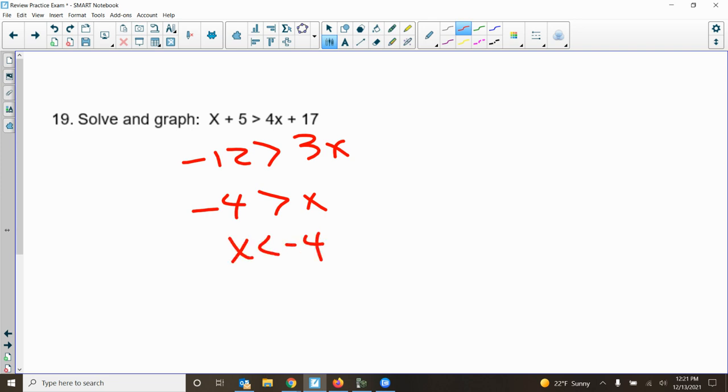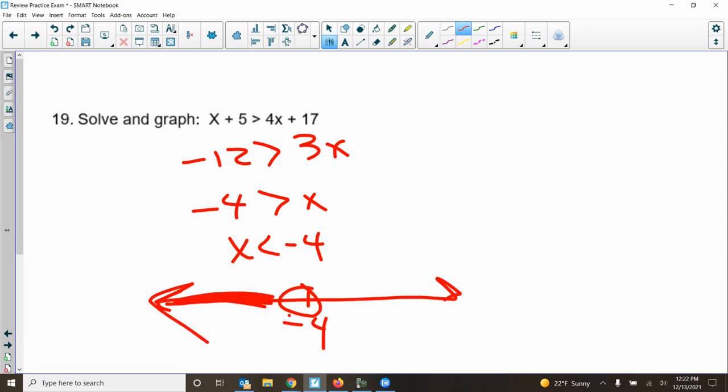X is less than -4. And if you wanted to graph it, you throw -4 on the line, open circle, color to the left.